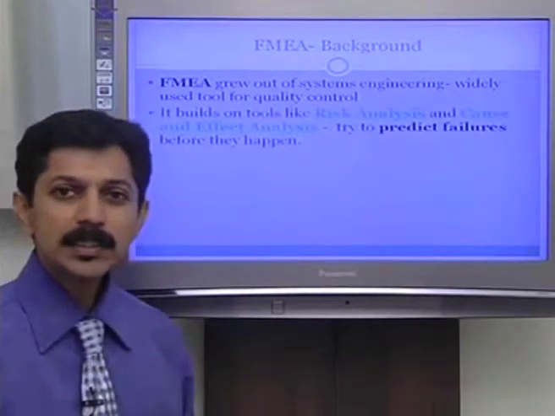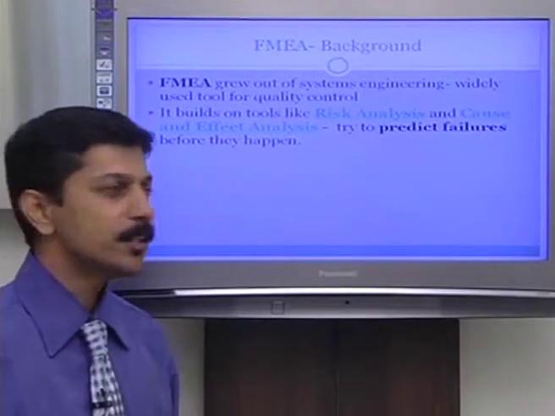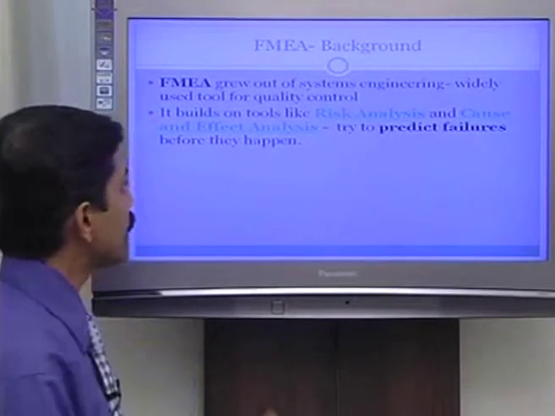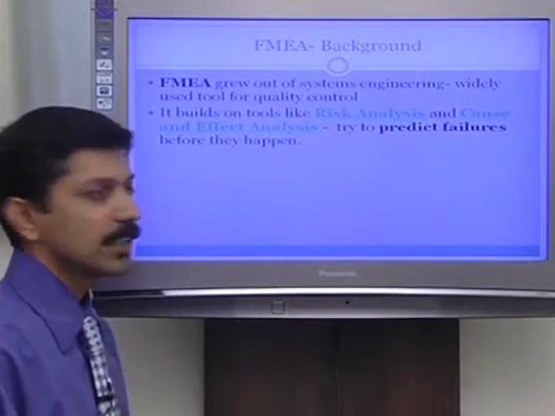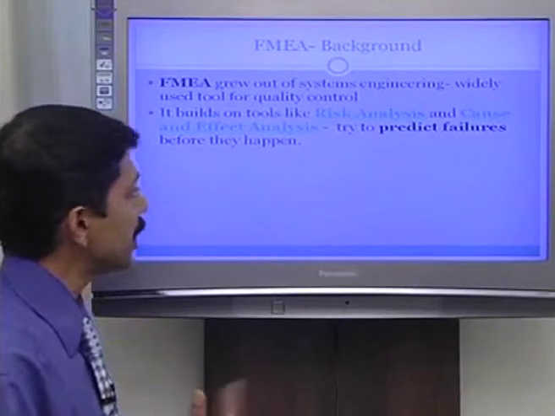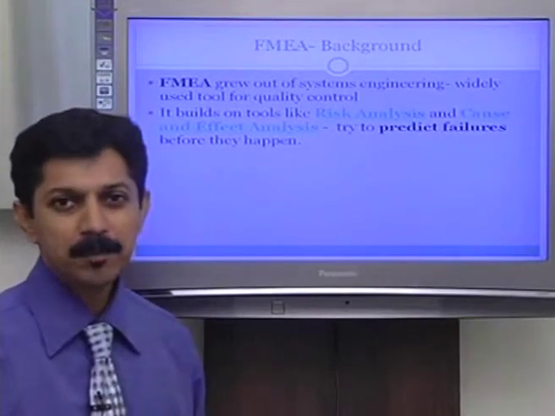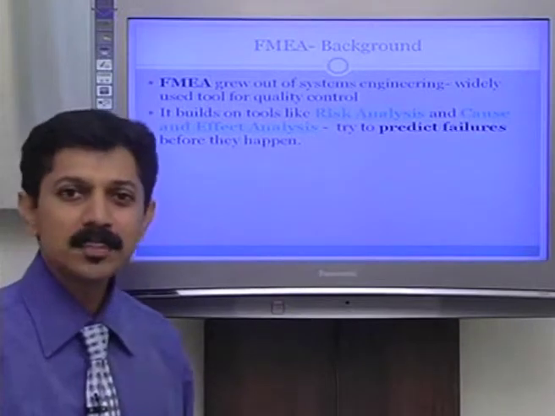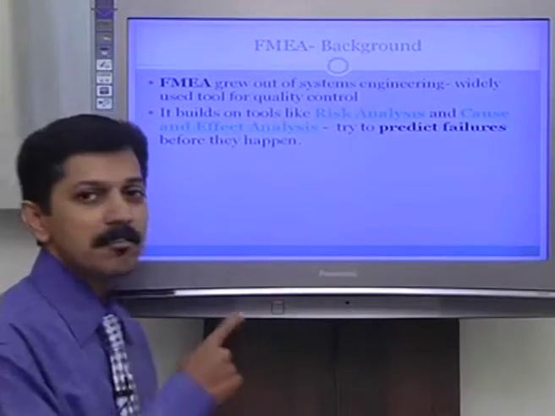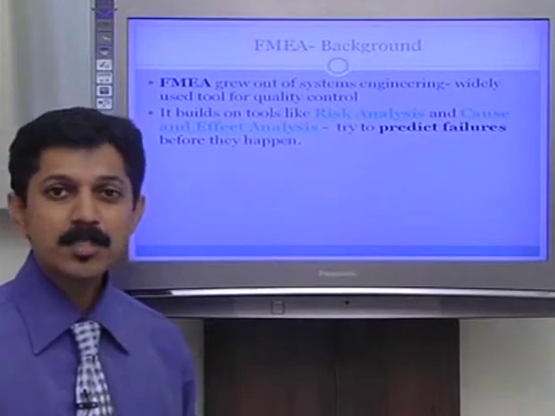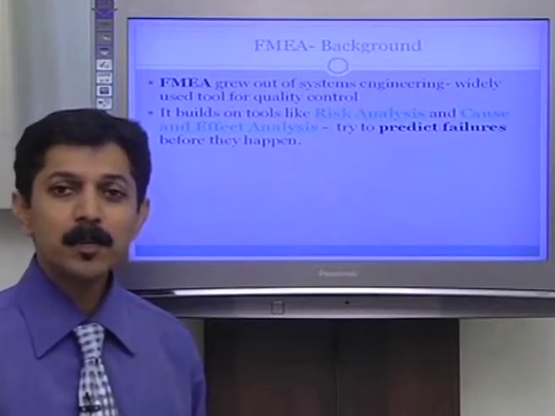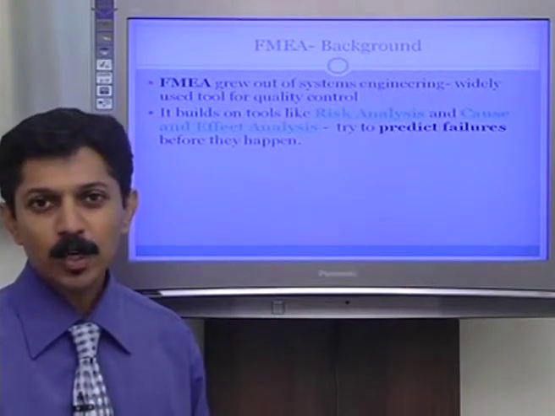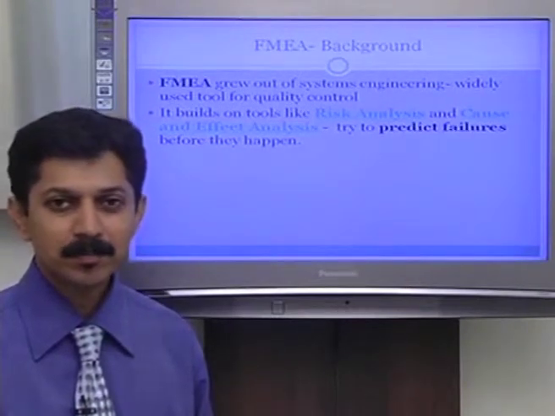It builds on tools similar to the risk analysis and the cause and effect analysis, which try to predict failures before they happen. You might have been aware of a few of the systems. This cause and effect analysis at times you might be aware of by the name of the fishbone diagrams or the Ishikawa diagrams.